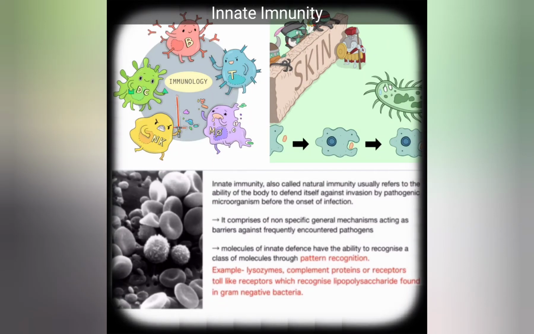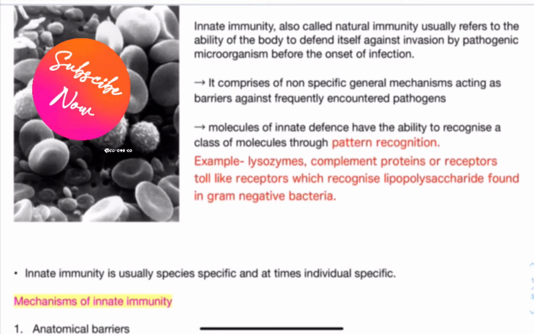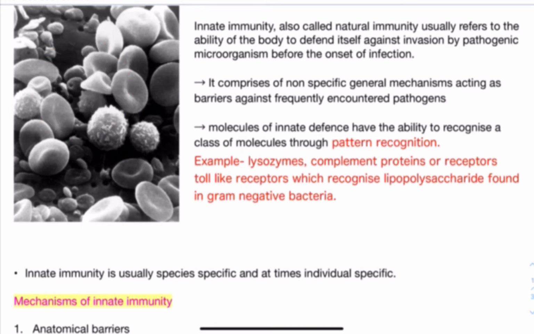So we are going to start with innate immunity today. Till now what we know is that innate immunity and adaptive immunity, both of them play their own parts, and of these, acquired immunity, which is also known as adaptive immunity, plays a major role in combating and eliminating the pathogen after an infection.